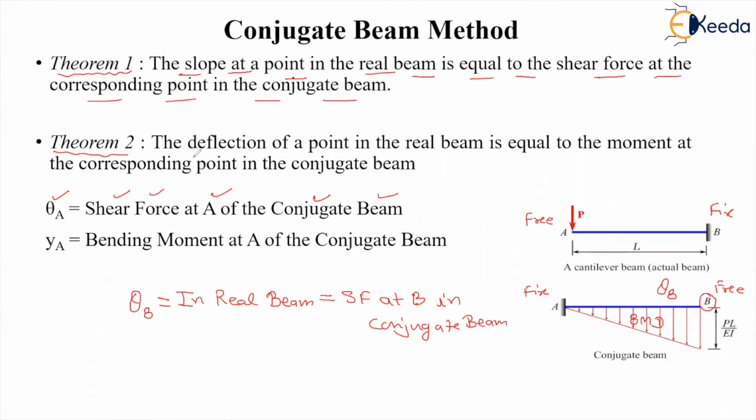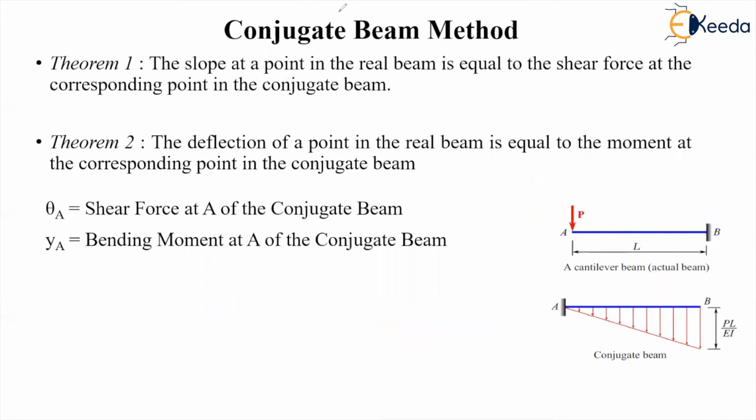Theorem 2 states that the deflection of a point in the real beam is equal to the moment at the corresponding point in the conjugate beam. So if you want to find the deflection at a point, say at point A, suppose, what is the deflection at point A? After loading, there will be some deformation in the real beam, this type of deformation. And suppose point A becomes this point.